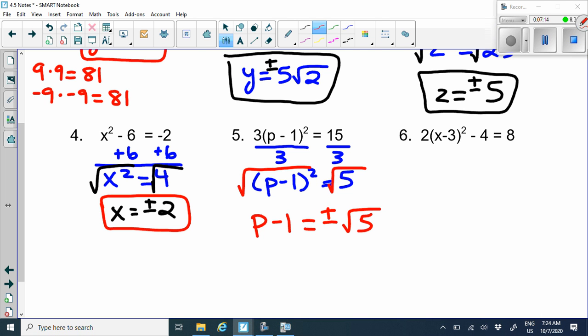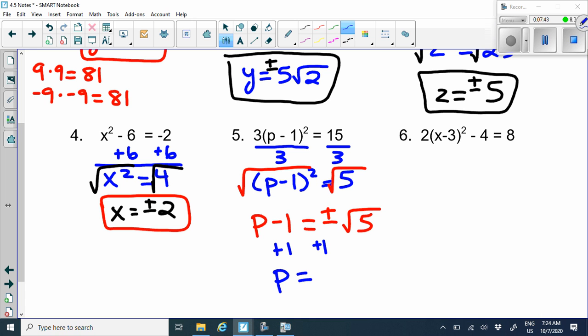Now, did we get our variable all by itself and solve for it? No, not exactly. We notice we have this minus 1. We actually have to move it in order to get p by itself. And so to do that, I'm going to add 1 to both sides. Now, when I do that, I cannot add the 1 to the square root of 5, meaning I can't do 5 plus 1 to give me 6. The reason being is that the 5 is underneath the radical and the 1 is not.